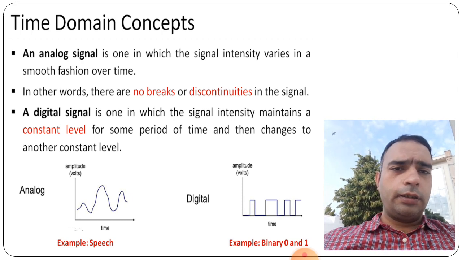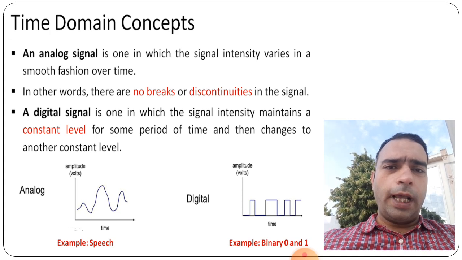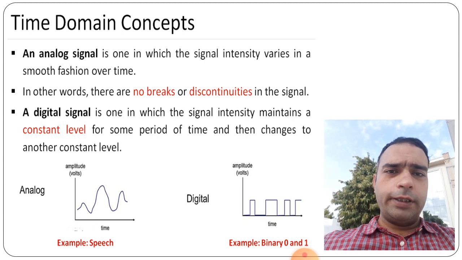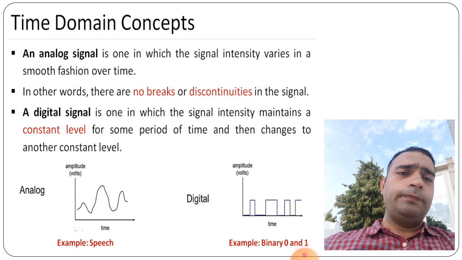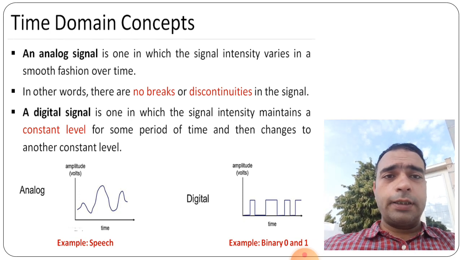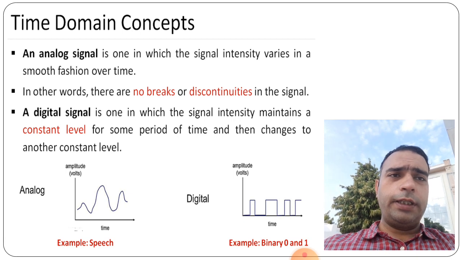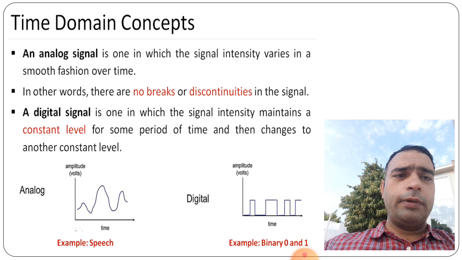That is a digital. So here we can see the example at the bottom, where amplitude versus time is given, in which we can see analog. So the signals are given here, in which the signal intensity varies in a smooth fashion over time.